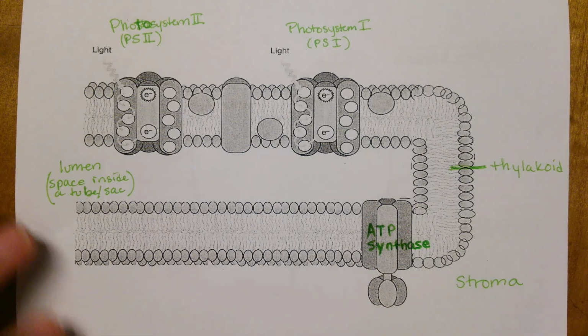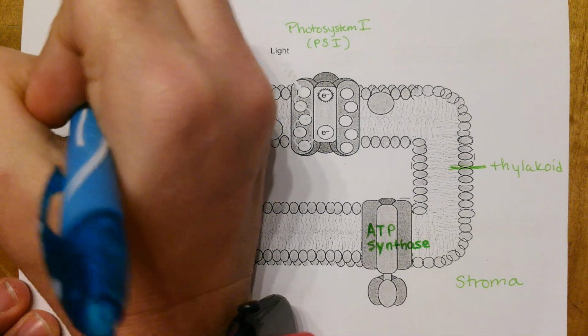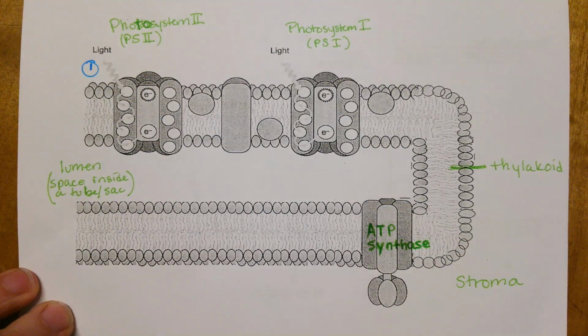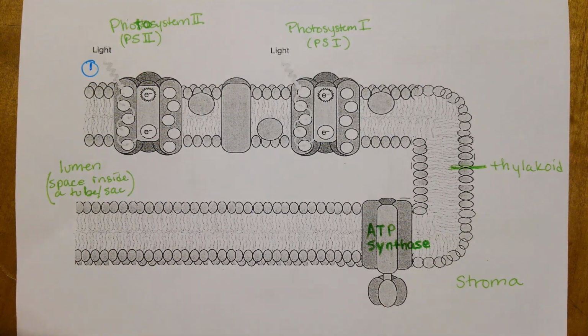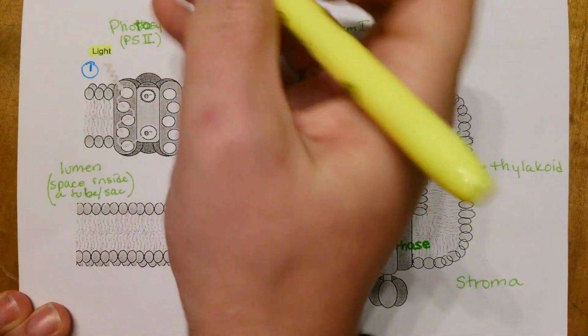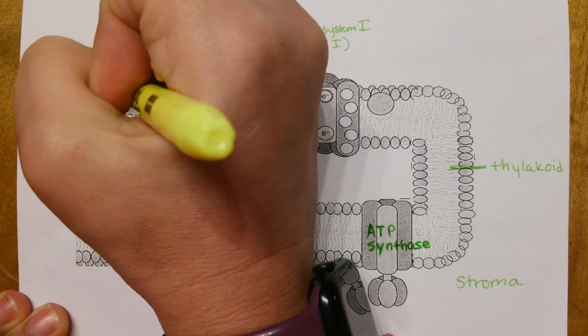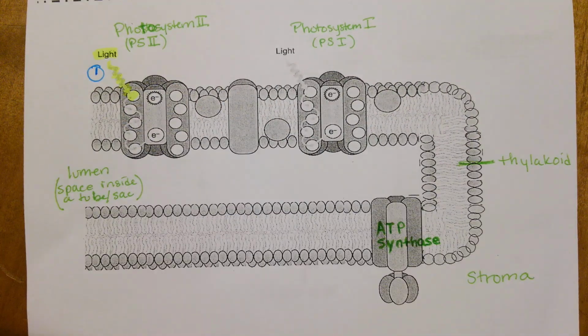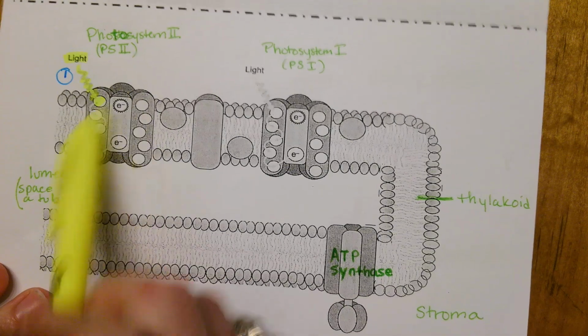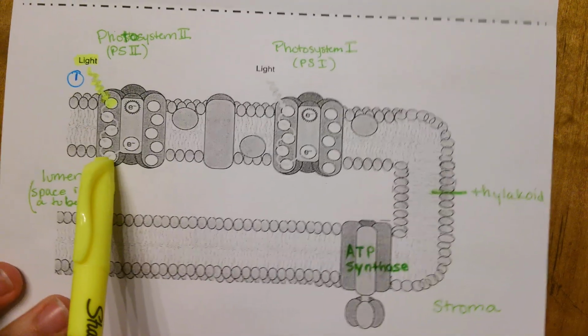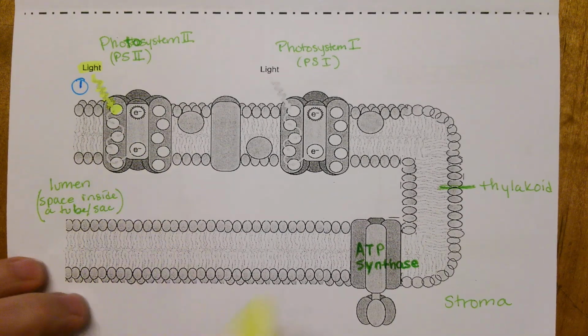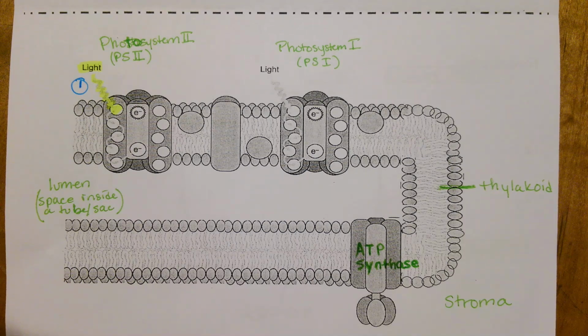All right, so step 1 is going to happen over here, all right? Step 1 is where our light energy is going to come in, and it is going to be absorbed by our chlorophyll. Okay, so chlorophyll, it's not actually what these circles are representing, but we're just going to kind of keep it easy for right now. Okay, so that is step 1.